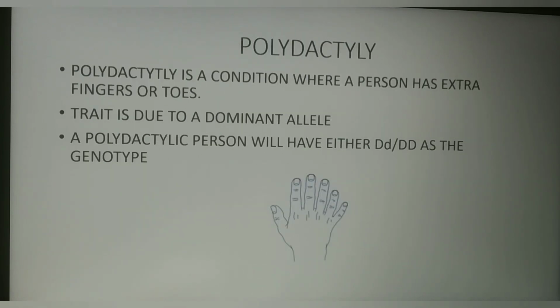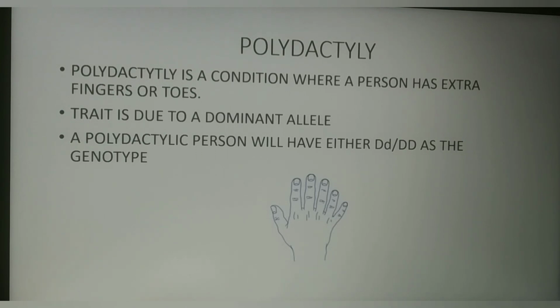Now here I am taking an example of the inheritance of a condition called polydactyly. Polydactyly is a condition where a person has extra fingers or toes. If you count the number of fingers there, you can see it is 6. So this condition is called polydactyly, and this is a trait due to the presence of a dominant allele.